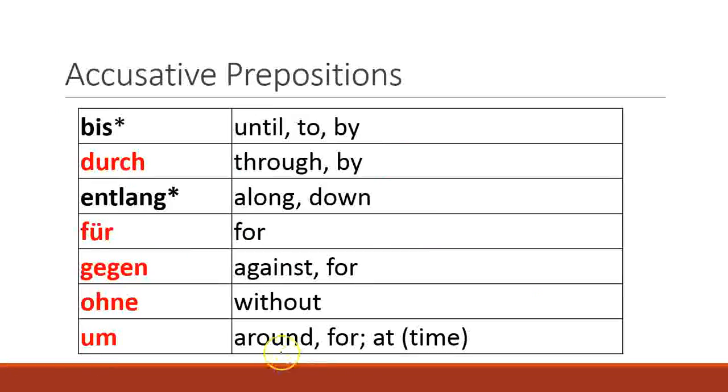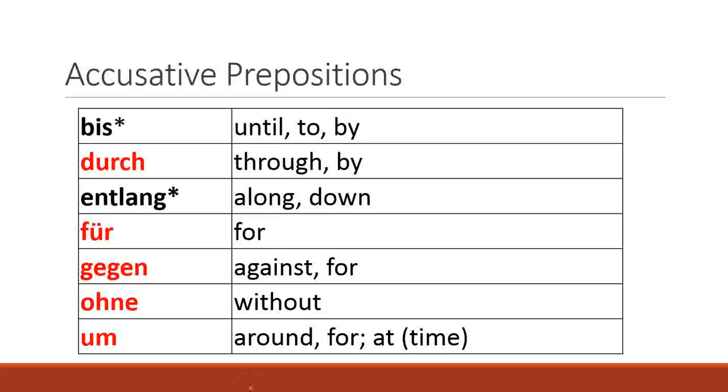Here we go. Bis, durch, entlang, für, gegen, ohne. The five most utilized and probably most popular and most important ones are those in red: durch, für, gegen, ohne. You could say that three times fast and pretty much commit it to memory. Bis and entlang are technically accusative prepositions. However, they have some special cases and uses to them. So we'll keep them in this list and note how those are used.